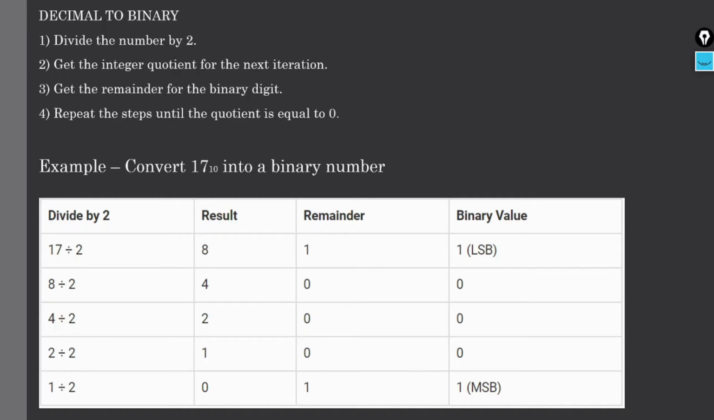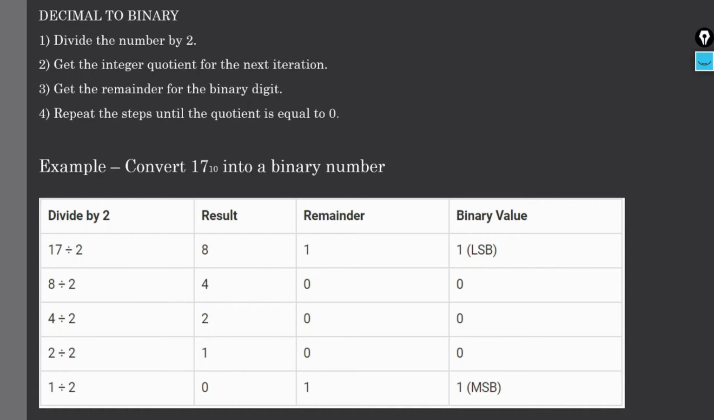So the first question is why we are dividing the number by 2. We always divide it by the base of the number system we are converting into. So we are converting 17, which has base 10, into a binary number, which always has base 2. That's why we divide it by the base of the binary number.